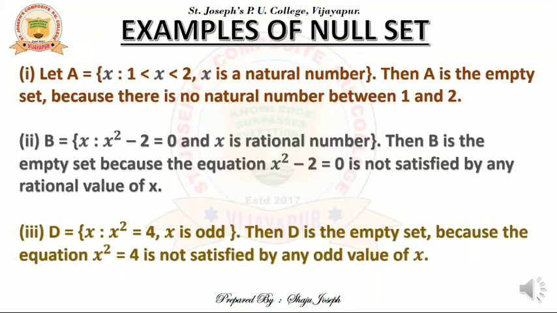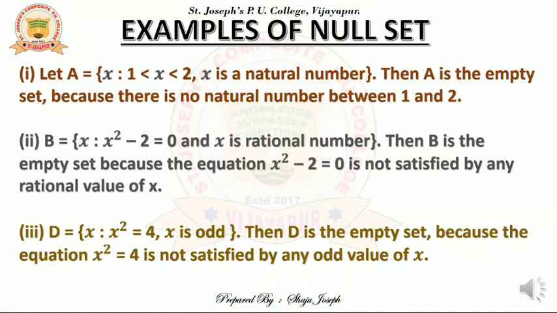One more example. D is a set of all x such that x square is equal to 4 and x is odd. That cannot happen because if you simplify the equation x square is equal to 4, taking square root on both sides, you will get x is equal to plus or minus 2. But both the answers, plus 2 and minus 2, are not odd. Neither of them is odd. Because of that, you will not find any odd number which will satisfy this equation. So the only possible answer is nothing. So D again contains no elements.